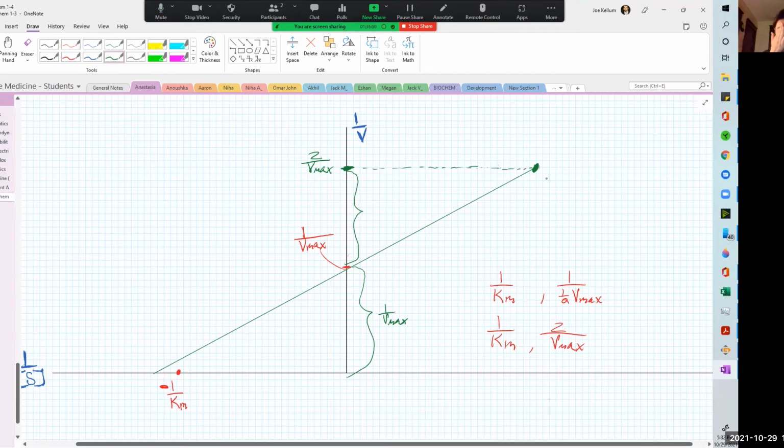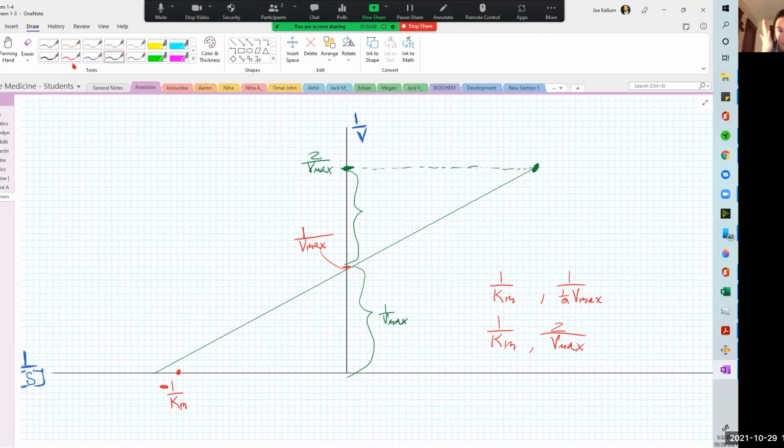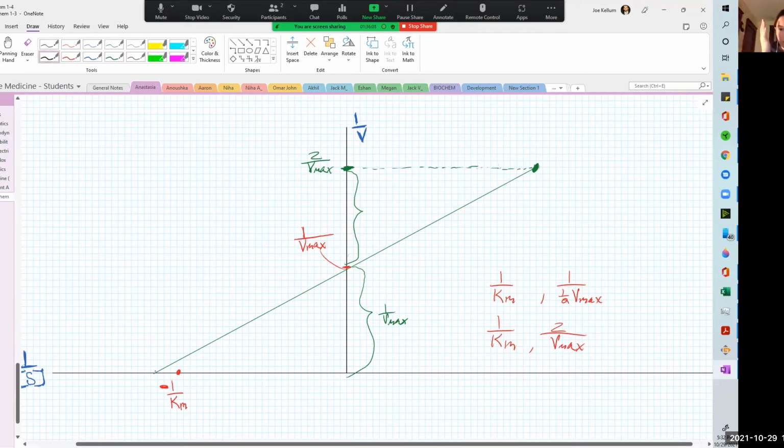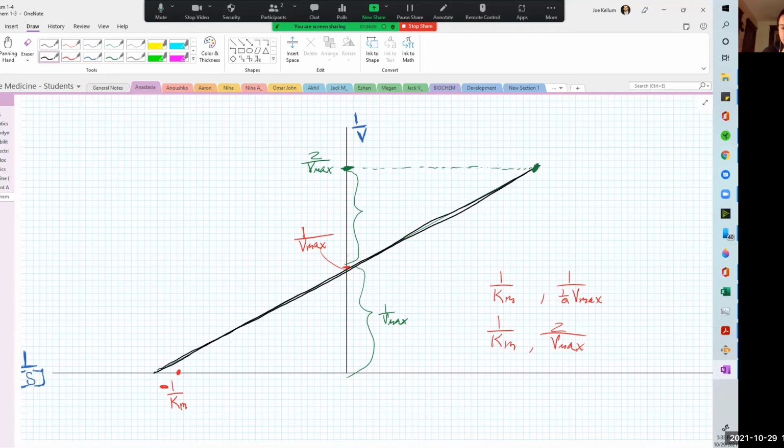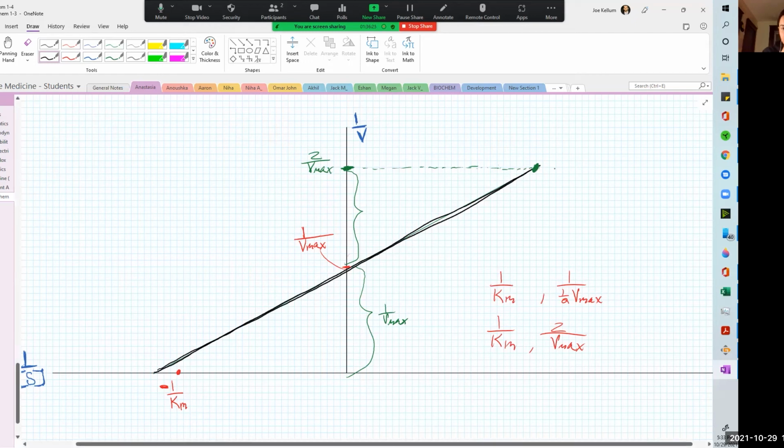Okay. And at that point, Km is equal to the substrate concentration because it is at that half Vmax. That's all Km is, the substrate. The units of Km are molar, or whatever units of concentration. So that's all it is. So then your point here is just 1 over Km, 2 over Vmax. And that's really all there is to that.